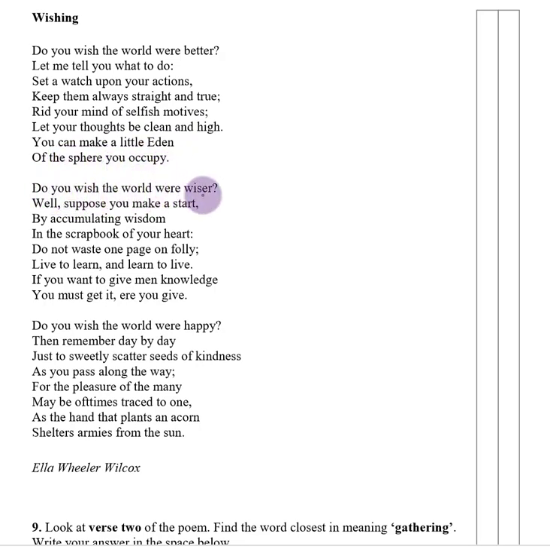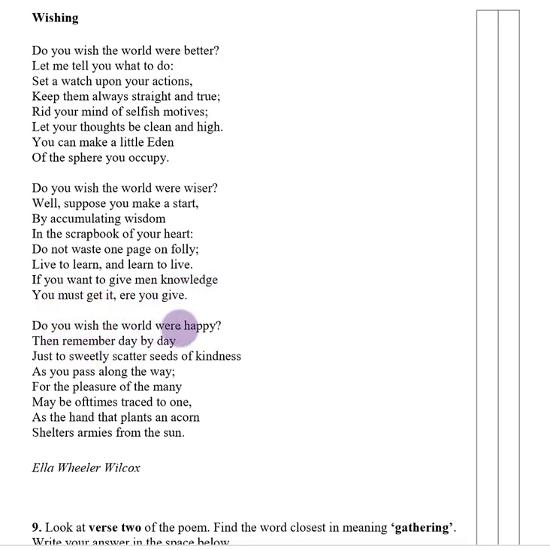Do you wish the world were wiser? Well, suppose you make a start by accumulating wisdom in the scrapbook of your heart. Do not waste one page of folly. Live to learn and learn to live. If you want to give them knowledge, you must get it ere you give.